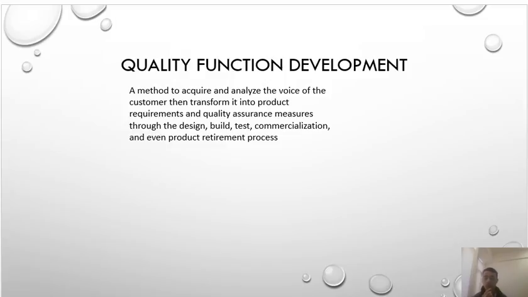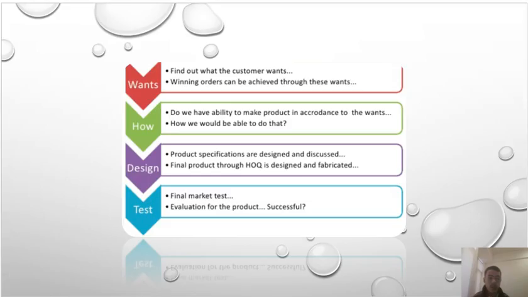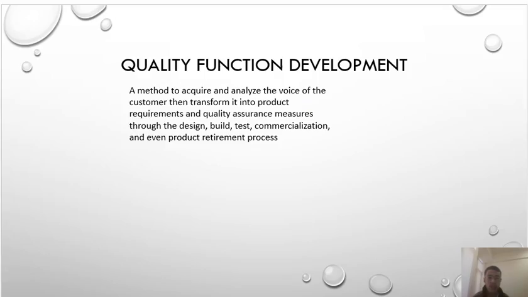Quality function deployment is basically a structured approach toward defining customer needs or requirements and translating them into specific plans to produce products to meet those needs. And so these are the four phases which consist in quality function deployment.